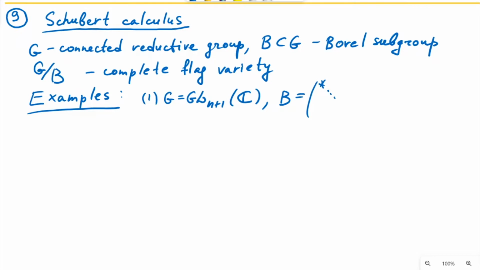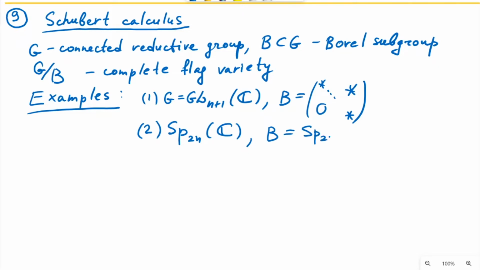We will consider two main examples. The first is of type A, when G is GL_{n+1} over complex numbers, and then B is just the subgroup of upper triangular matrices. And the second example is the symplectic group of even dimension, and we choose a non-degenerate skew-symmetric form so that the Borel subgroup again can be realized by upper triangular matrices.